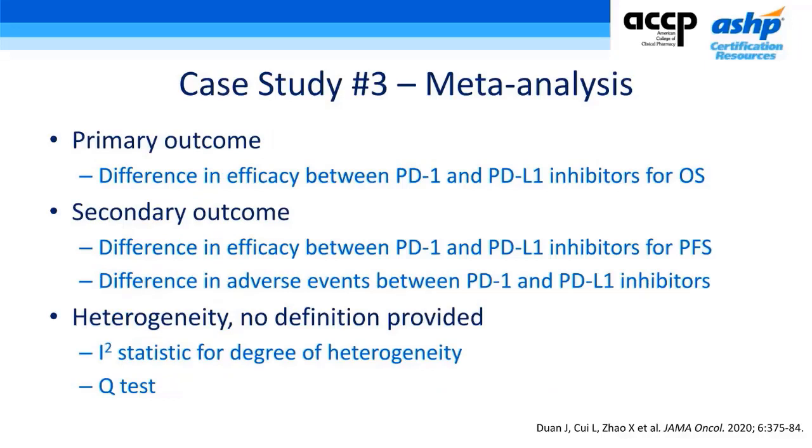The primary outcome for this meta-analysis was the difference in efficacy between PD-1 and PD-L1 inhibitors for overall survival. Secondary outcome was the difference in efficacy between the 2 types of inhibitors for progression-free survival and the difference in adverse events between PD-1 and PD-L1 inhibitors. As far as the degree of heterogeneity, there was no definition provided as far as what they were accepting as low, moderate, or high, but they did use the I-squared statistic for degree of heterogeneity.